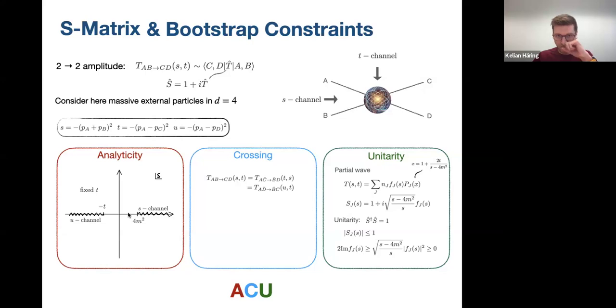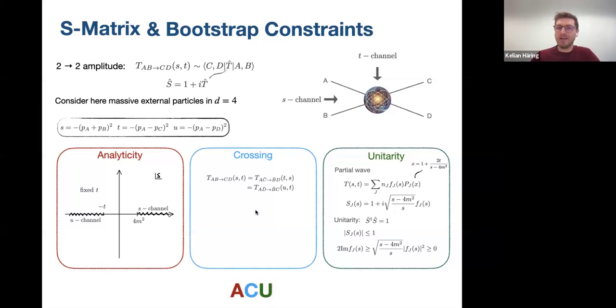If you want to get the usual amplitude that you can measure, you need to approach this cut from above. It's the usual Feynman i-epsilon prescription. Then because we fix T and the three Mandelstam variables are related, you can approach the U channel going from below this cut here. So these are the first properties of the amplitude. It's the analyticity property, and it is the first letter A here in red.